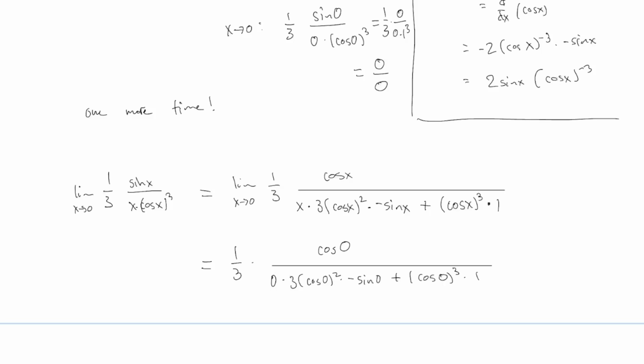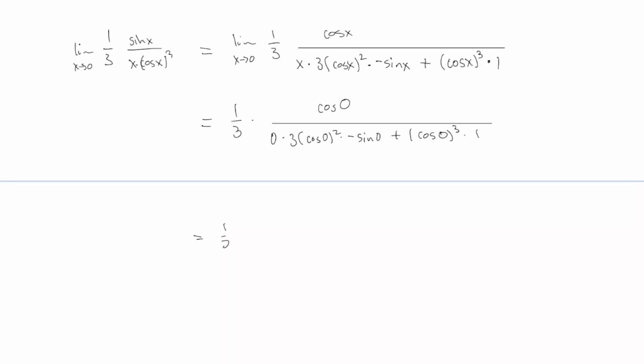And what do all of these things give? So cosine of 0 is 1, sine of 0 is 0. So all of this business gives me 1/3 out front, 1 on top of the fraction, and then this is 0 times 3 times 1 squared times negative 0 plus 1 cubed times 1. I think all of that big fraction is just 1 over 1. Make sure you're doing your order of operations correctly. All of this stuff multiplies together, and that's 0. And then you add it with a 1. So this is all just 1/3. The big fraction is just 1 over 1. And that's my final answer.